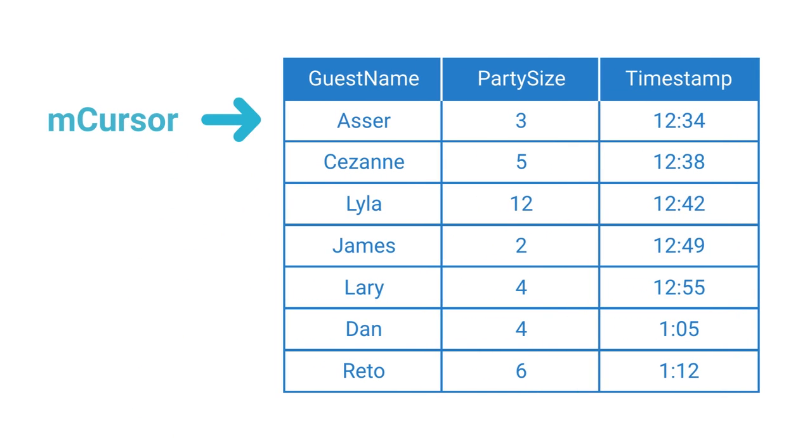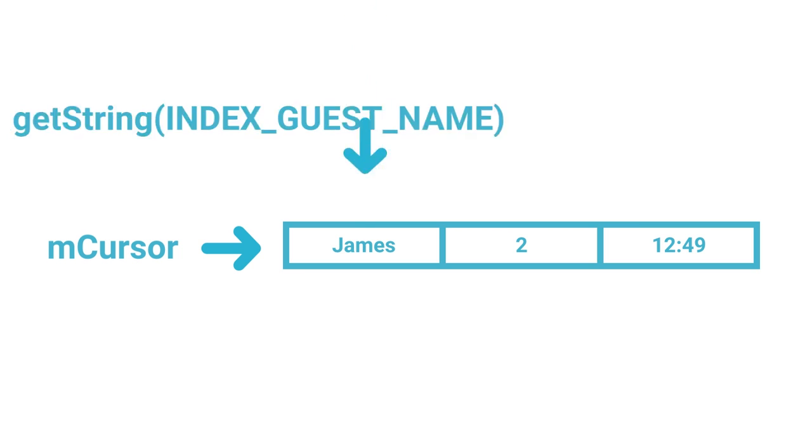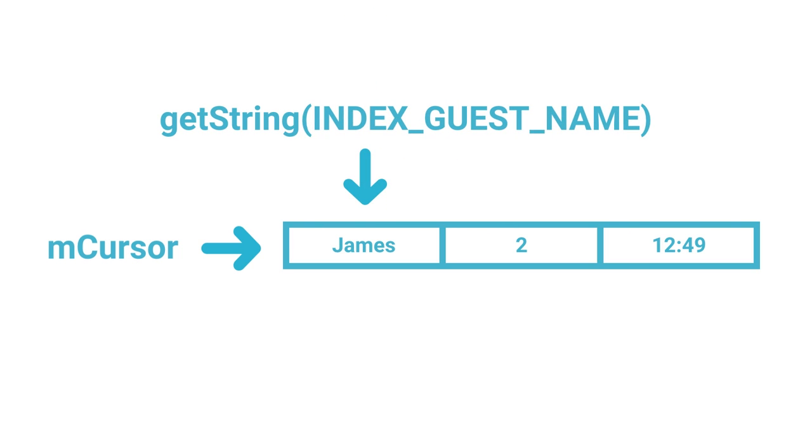You can think of the cursor as if it's pointing to a particular row in that result. To extract information from a particular row, you can move the cursor to point there and then extract the specific column information. For example, to get the guest name in the 4th row, move the cursor to the 4th position and then call getString, passing in the index of that column.